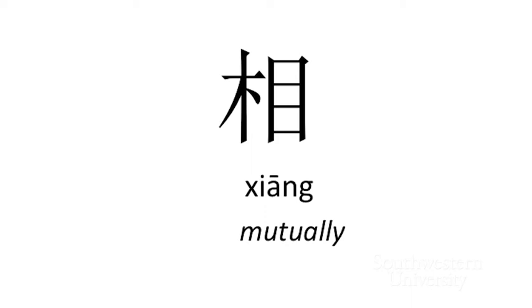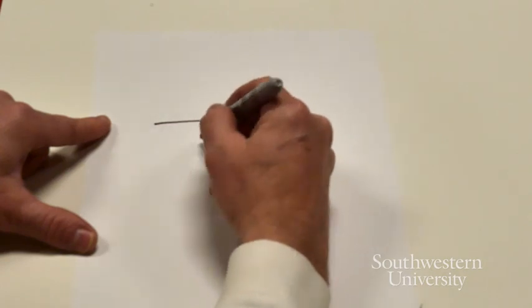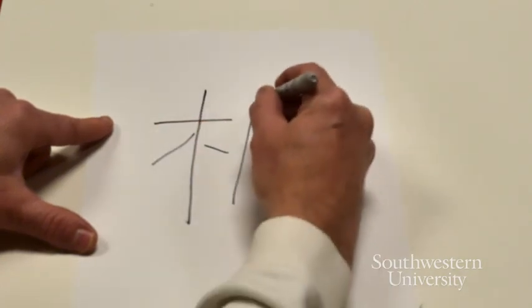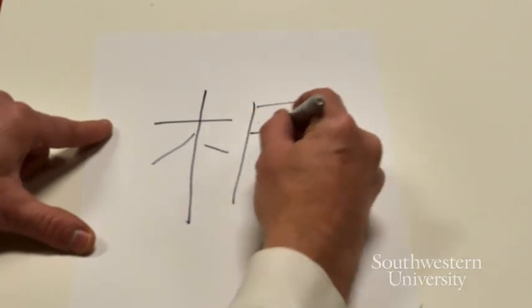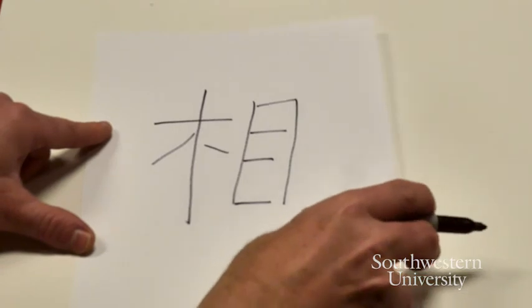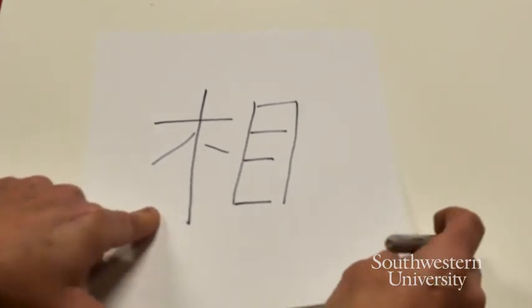Xiang, mutually, each other, interacting. It's a depiction of a tree, mu, and an eye, mu. And it is thought that since they have the same pronunciation, that they correlate, interact. Xiang.